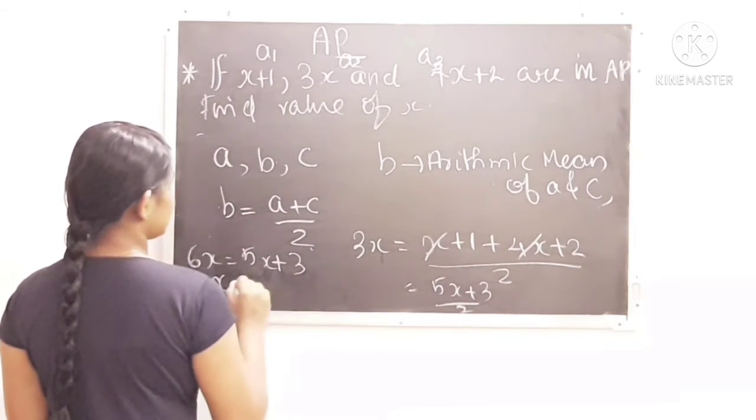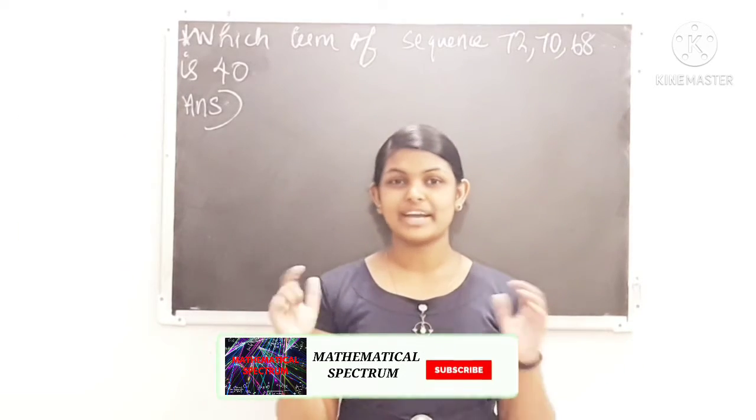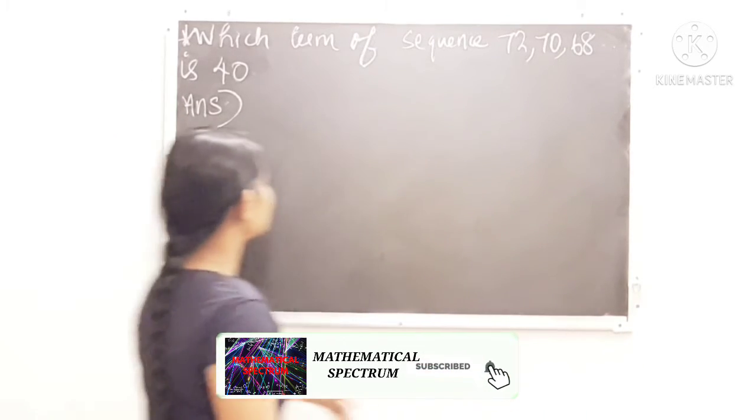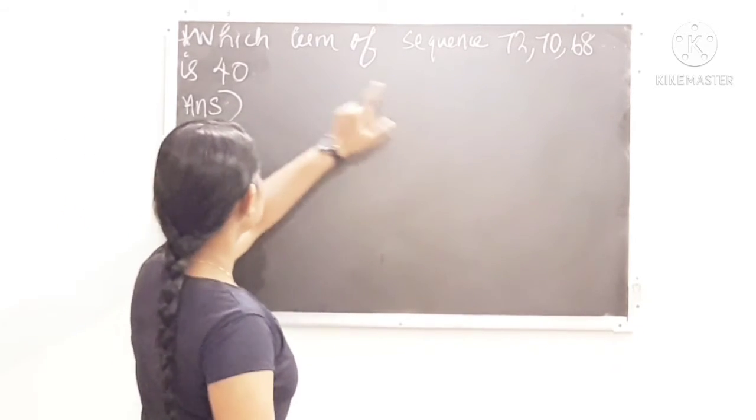Therefore we can write x is equal to 3. We will again get the same answer. Okay. Now we can discuss the second question. The second question is, which term of the sequence 72, 70, 68, etc.